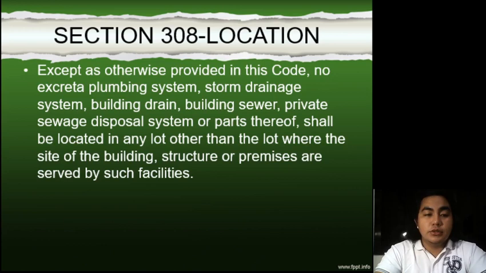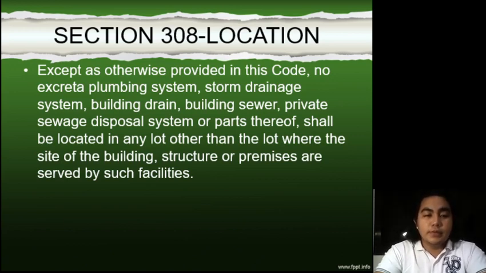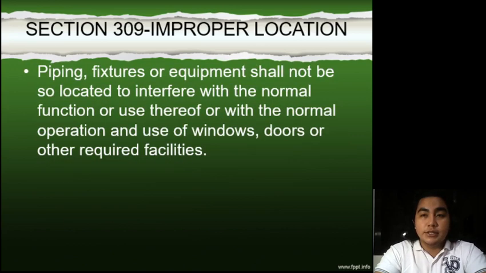Section 308, location. Except as otherwise provided in this code, no excreta plumbing, storm drainage system, building drain, sewer drain, private sewage disposal, or parts thereof shall be located in any lot other than the lot where the site of the building, structure, or premises are served by such facilities. The lot where you put your establishment or structure shall serve as the area of your plumbing system or drainage system.